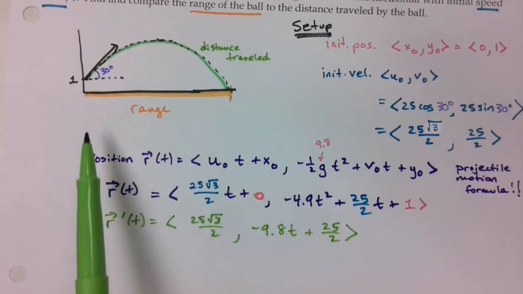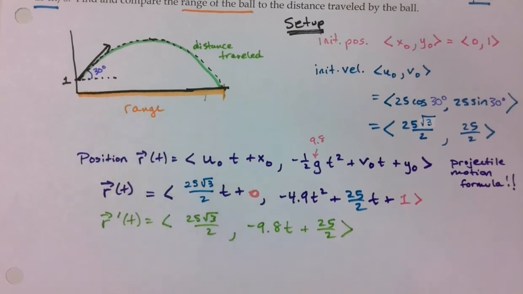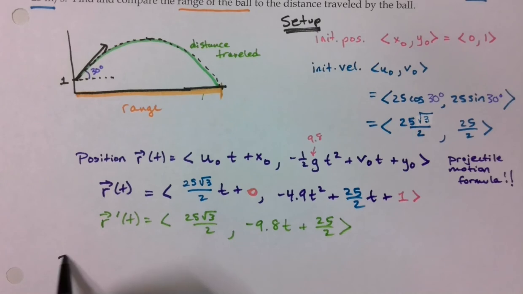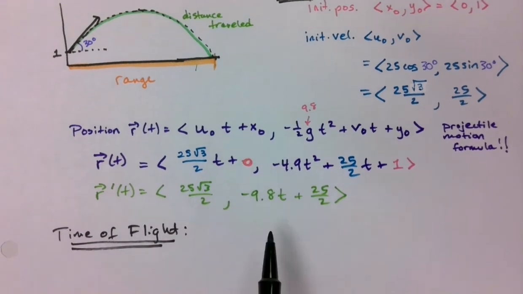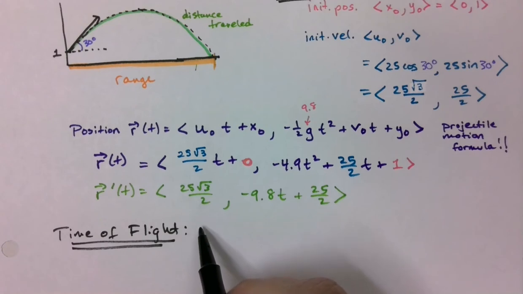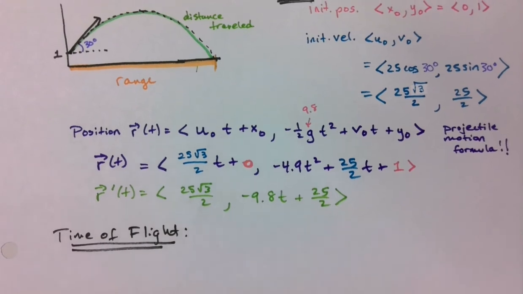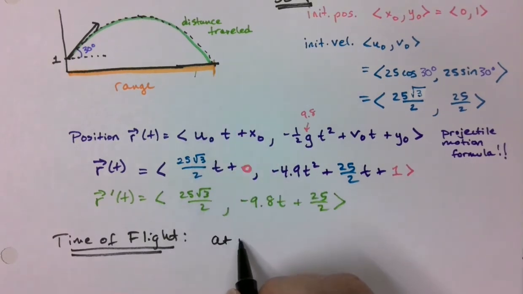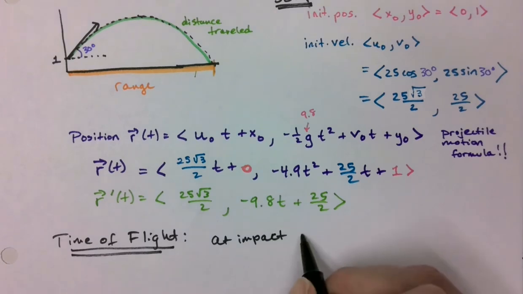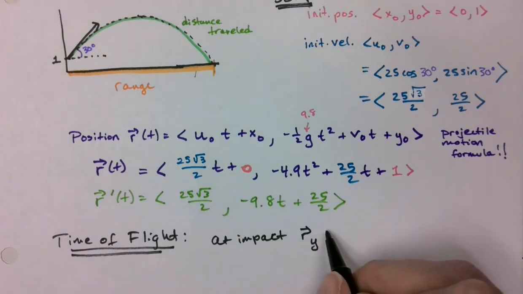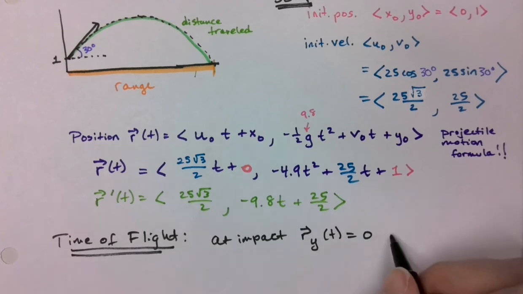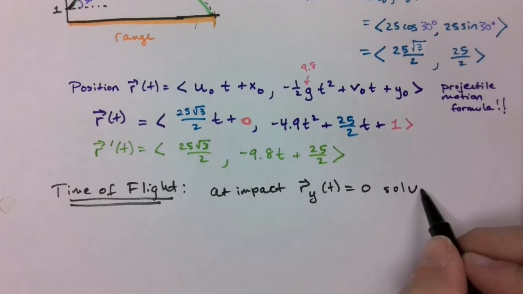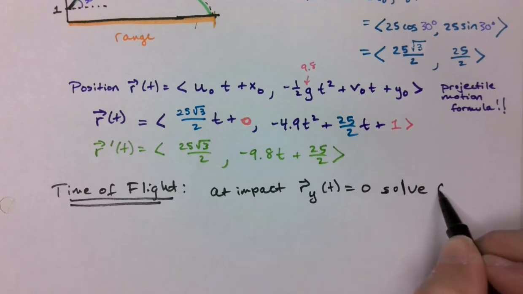Now, to know the range and the distance traveled, I'm going to need to know the time of impact. So I'm going to need to know the time of the flight, because then I'll be able to find the other two. If you look at this, this is based on t, time. So I'm going to need to know a t value, right? The time of the flight. Okay, well, when it impacts, the y value will be zero. At impact, your position function for the y direction should be equal to zero. And we'll solve for t.